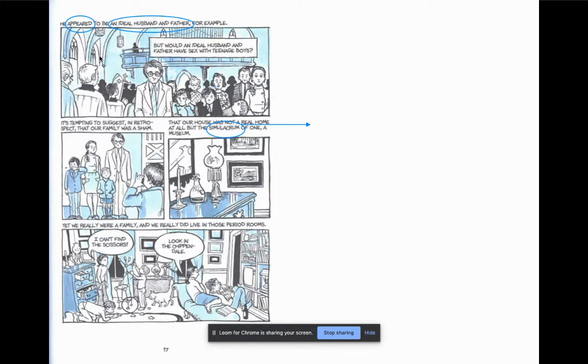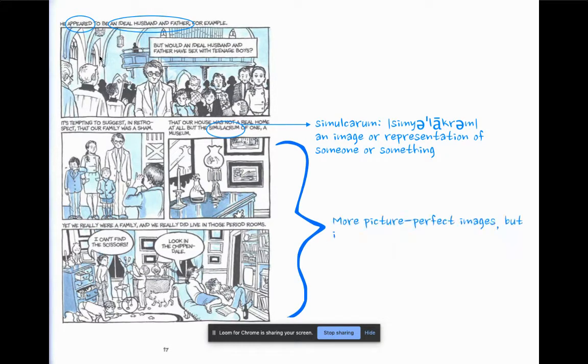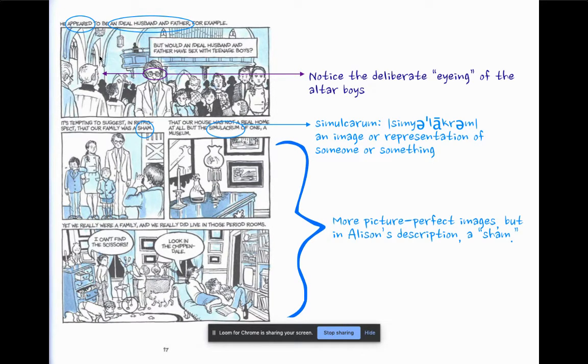So let's define one of the words first, which is very much related to the previous symbols mentioned. The word simulacrum, which means an image or representation of something or someone. And then you would see the images of more picture perfect images, which Allison describes as a sham. The dad appears to be an ideal husband and father, but to Allison it was a sham. And then notice in one of the panels, the dad who is eyeing one of the altar boys. And actually, Allison explicitly says, but would an ideal husband and father have sex with teenage boys? So by this time, your doubts as a reader are already confirmed.